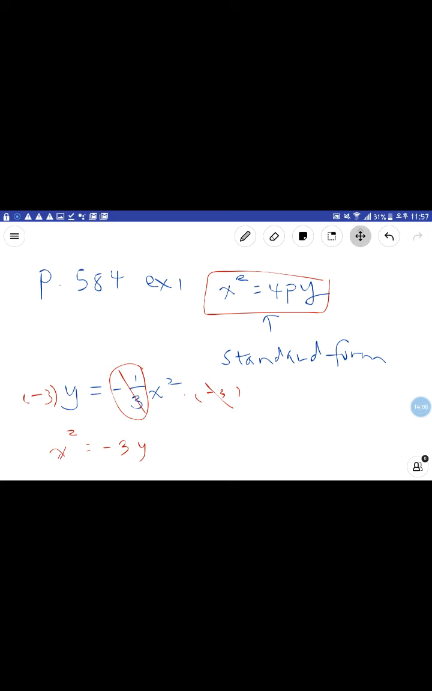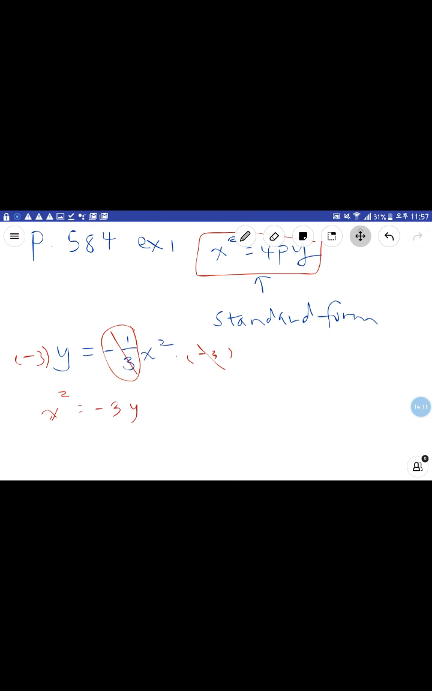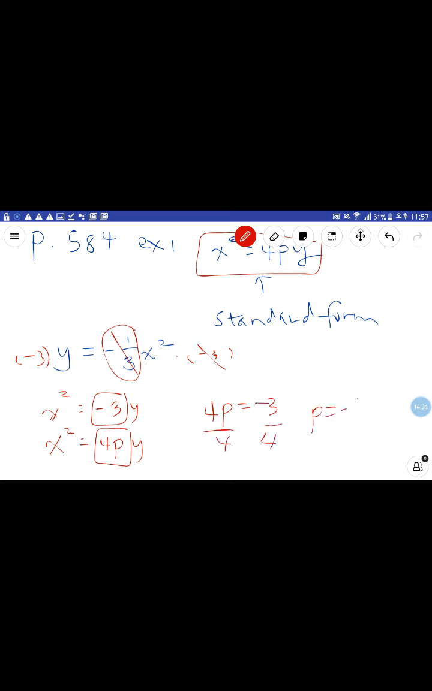Guys, which one would be your 4p? Here, your standard form is x squared equals 4py. Actually, this negative 3 should be the same as what? 4p. So I can say my 4p would be negative 3. Then I can divide by 4, and my p would be what? Negative 3/4. That's my p. Once you get your p, you are good because you just plug everything into the formula. That's it. Okay?